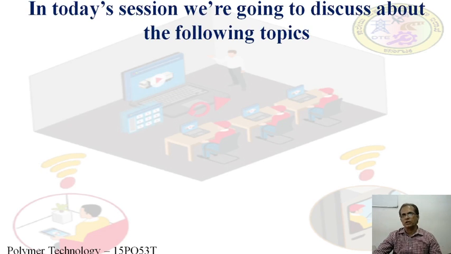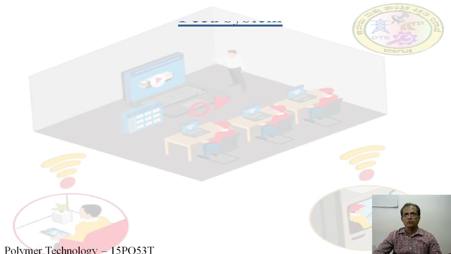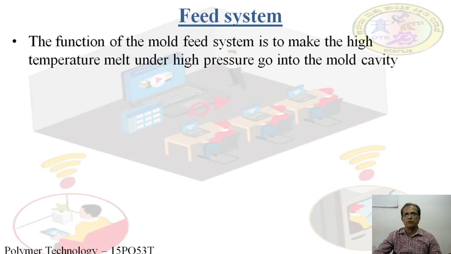In today's session, we are going to discuss various topics like feed system, screw and barrel, check valve and nozzle, screw design, and orientation in injection molding and its effects. Now, let us discuss the feed system. This is the most important part of the machine.